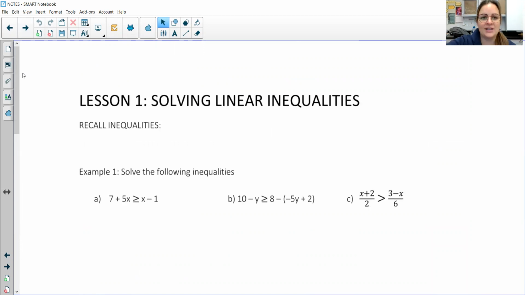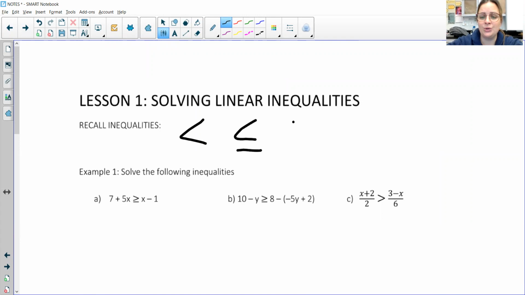Before we even get started, let's recall what we already know about linear inequalities, or inequalities in general. These are things you have seen before, but maybe you didn't know what they were called. An inequality involves signs like this: less than or equal to, greater than or equal to. The sign always opens up towards your larger value.